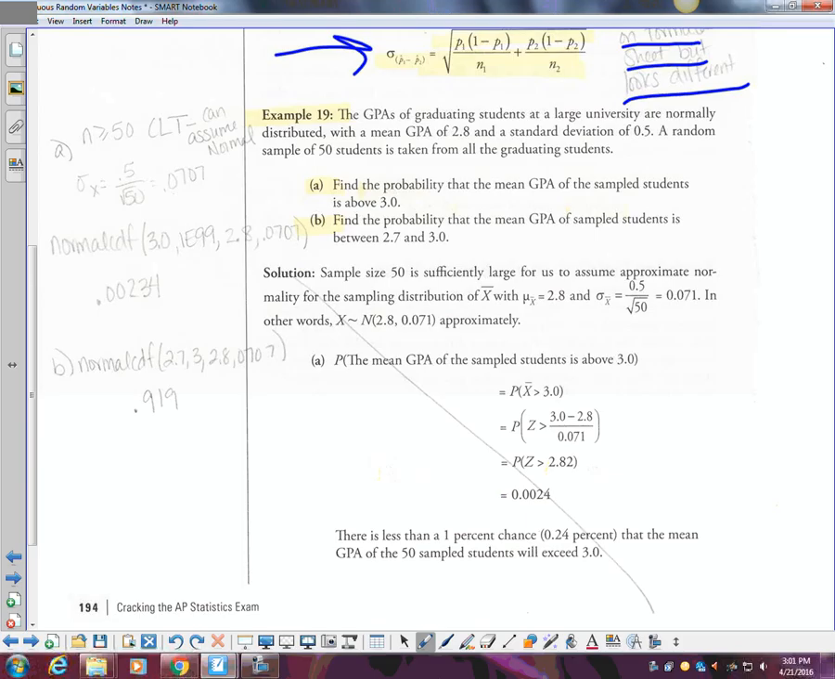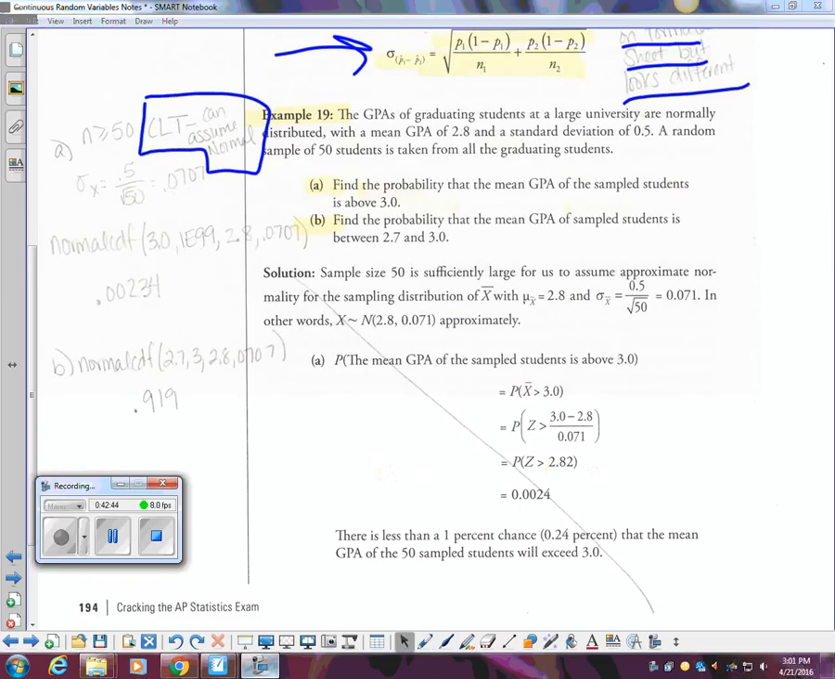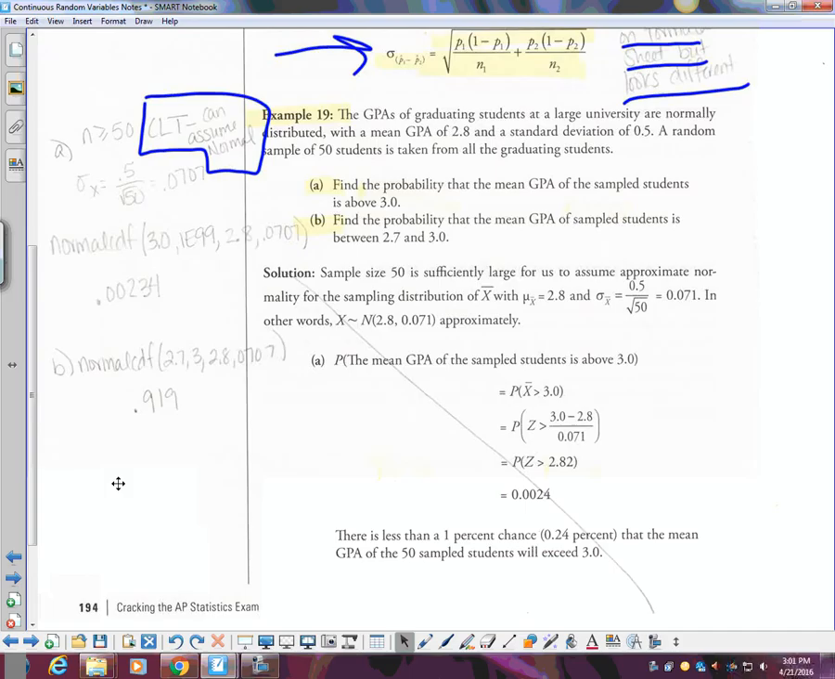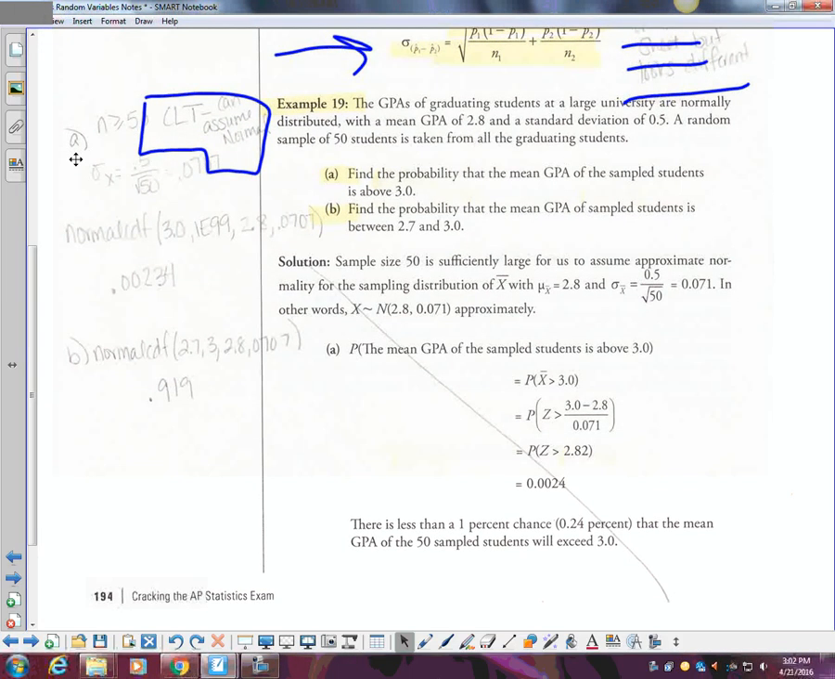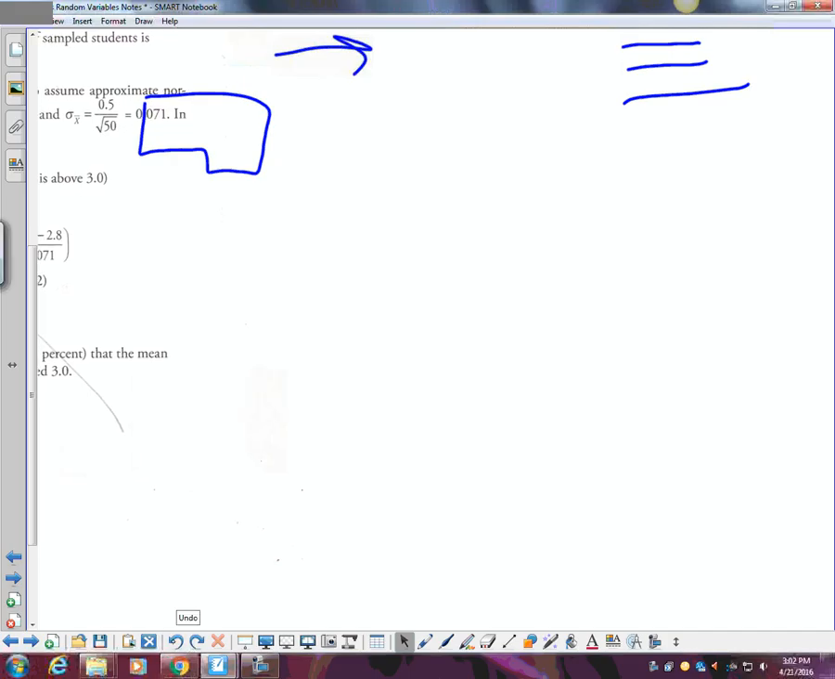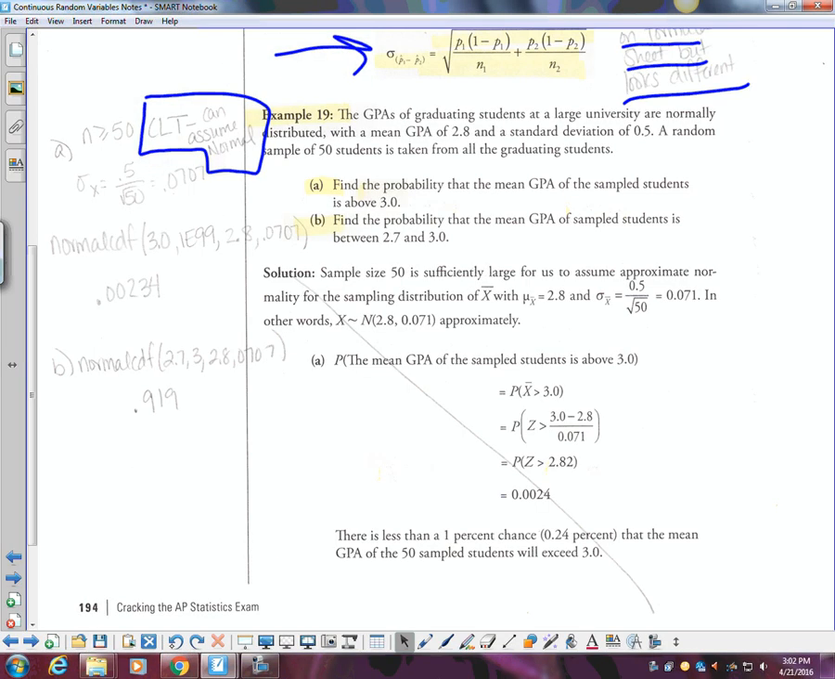So first, what do we have to say? Are we normal? Why? Does it say so? It does say normally distributed. Also, CLT, because we have 50 students. So we're doubly good. I also wrote that my N is bigger than 50. God, every time. Hold on. Here we go. Okay.